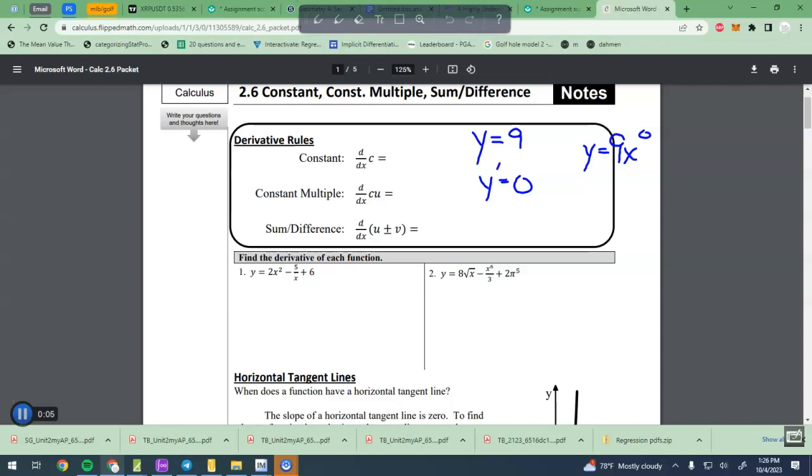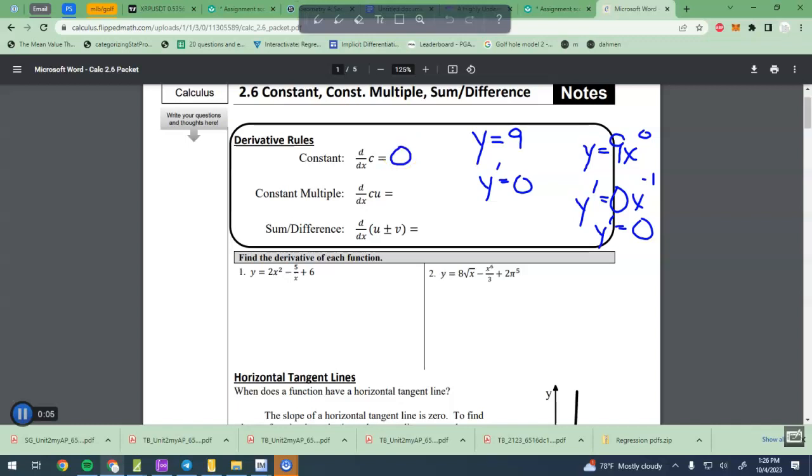Or, if you prefer algebra, couldn't I write 9 as 9x to the 0? You guys good like that? Because what's x to the 0? It's 1. So this is the same value. Now I can use my power rule. So take the 0, bring it down, multiply by 9, what do you get? 0. Reduce the power by 1, but it's not going to matter anymore because 0 times anything is 0. So the derivative of any constant is 0.